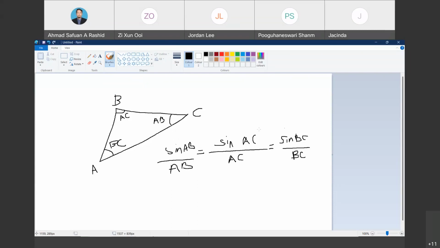But we only use two. For example, if you want to solve any value, we need to use only two relations. Or if you want to use another relation, can we use sine AB over AB equal to sine BC over BC? But before that, we need to determine the angle for each point, for example BC, AC, AB. So the total is 180 degrees. So that is the sine law.